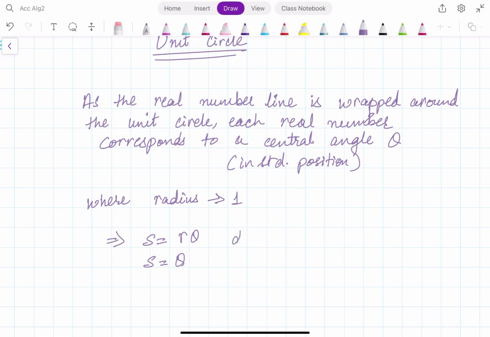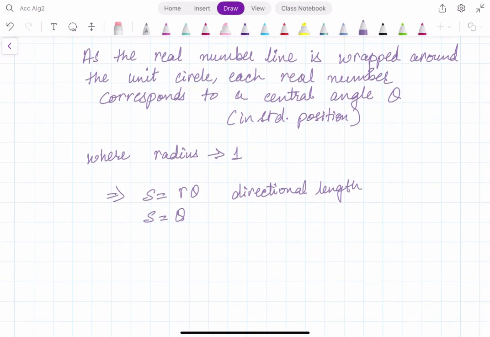We also know that s, which is the arc length, is nothing but r times theta, which is a directional length. So when r is 1, arc length is nothing but theta. So theta is always measured in radians.